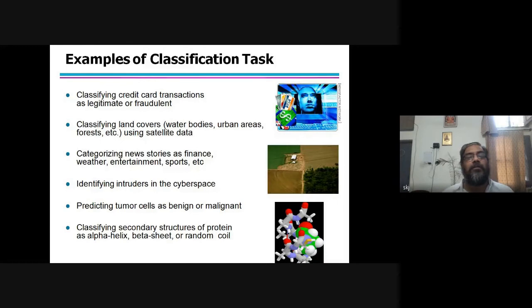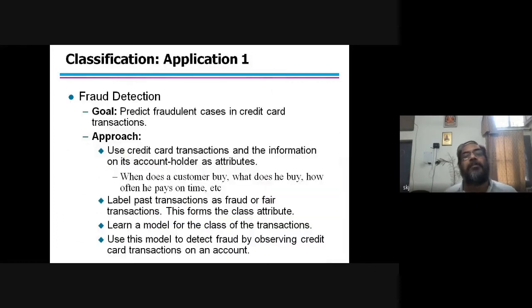So malignant tumors are supposed to be harmful. This is used by people in medical science. Classifying the secondary structure of protein as alpha helix, beta sheet, or random coil. This is terminology used in the medical domain. So these are the examples.